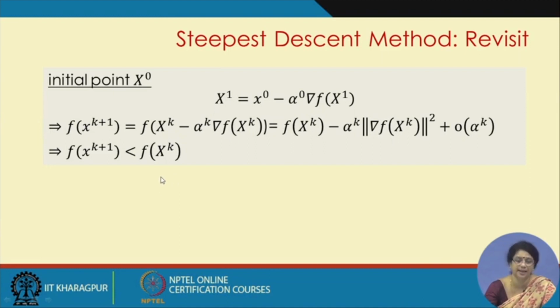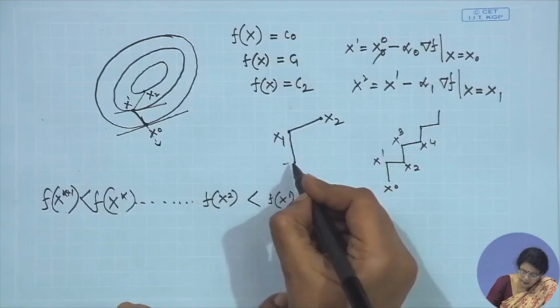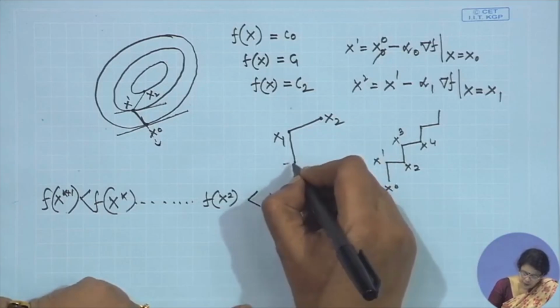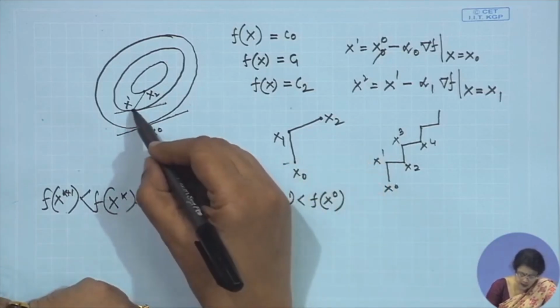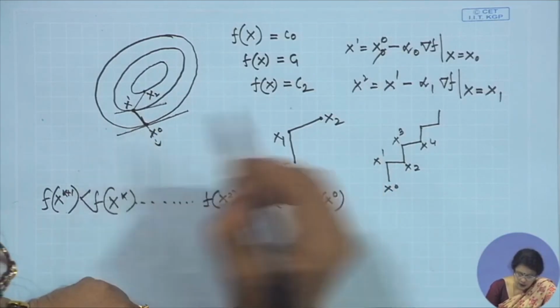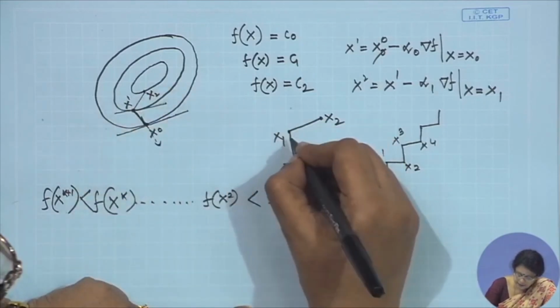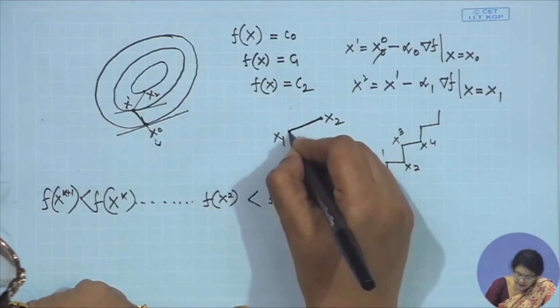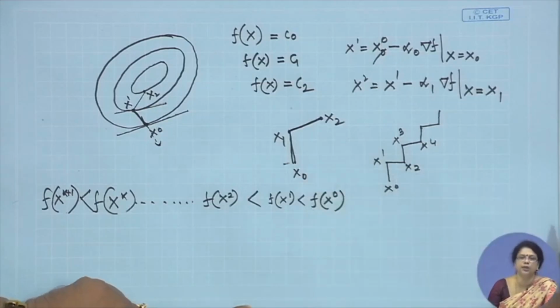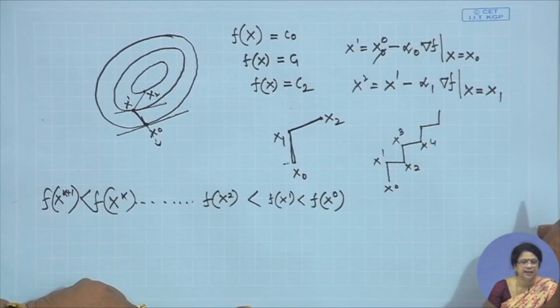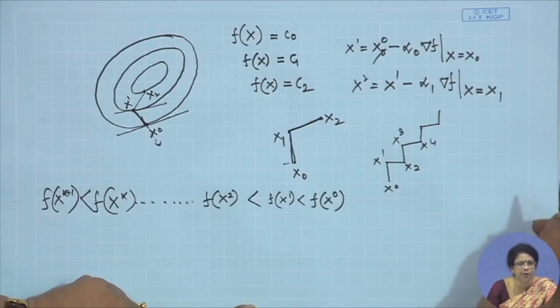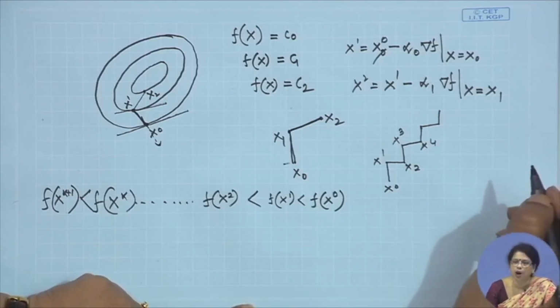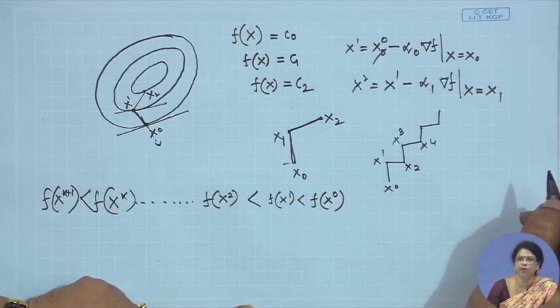What else can we say from here? Just look at the picture. We are moving from x0 to x1, x1 to x2. Here we can say that these two vectors are orthogonal to each other. This makes 90 degrees. That is why if we consider the inner product of the two vectors, it will always be 0. We can also prove that part.